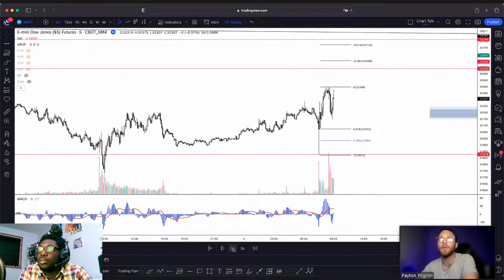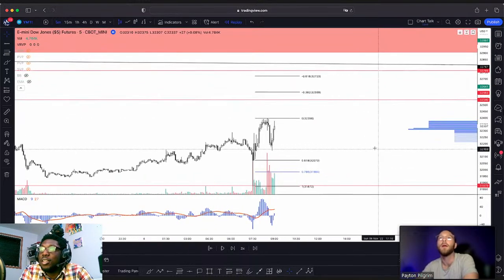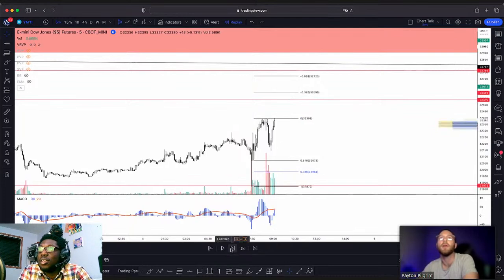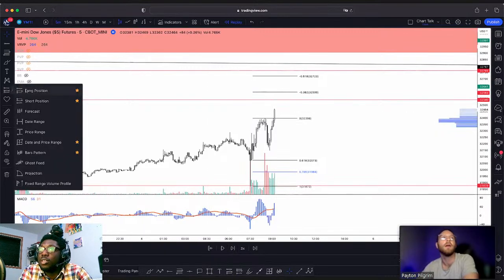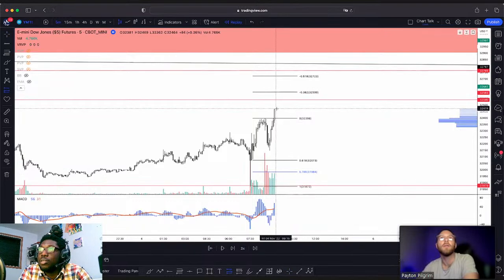I don't like the way it's retracing. Okay, hold on, wait a minute. I'm not gonna buy stop it. I'm gonna play it off the candle break. If this next candle breaks, okay, this is the one you're waiting for right here. Boom. All right, there you go. Let's go.